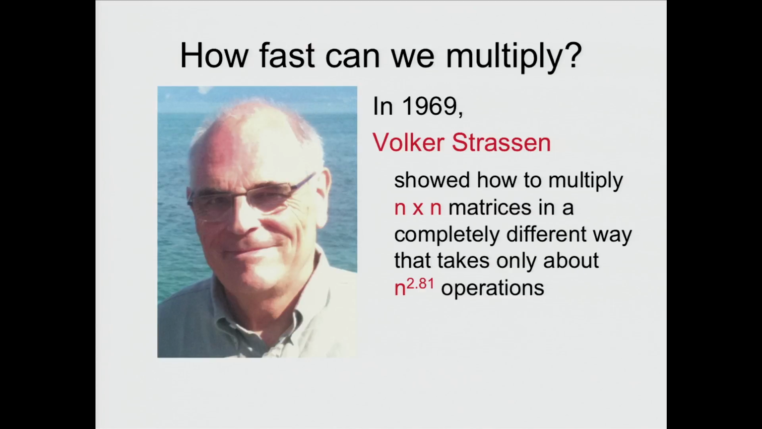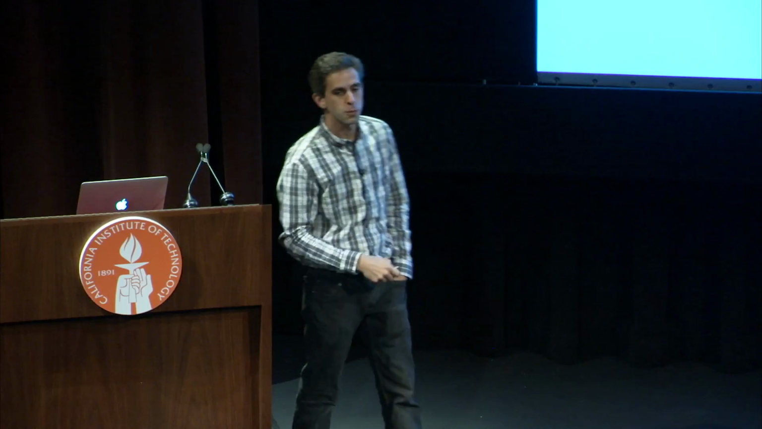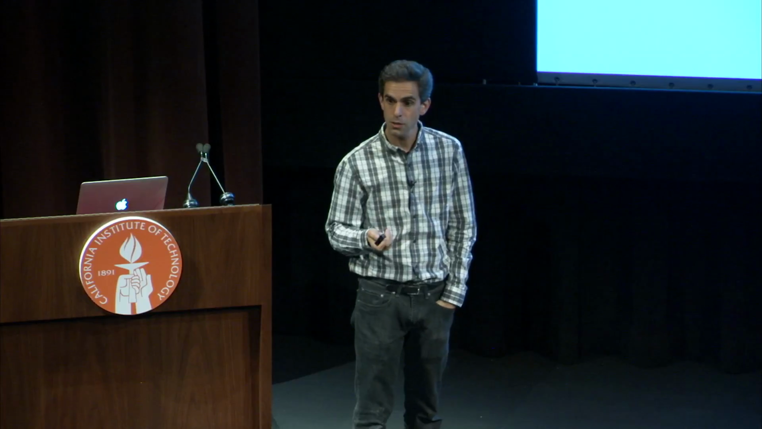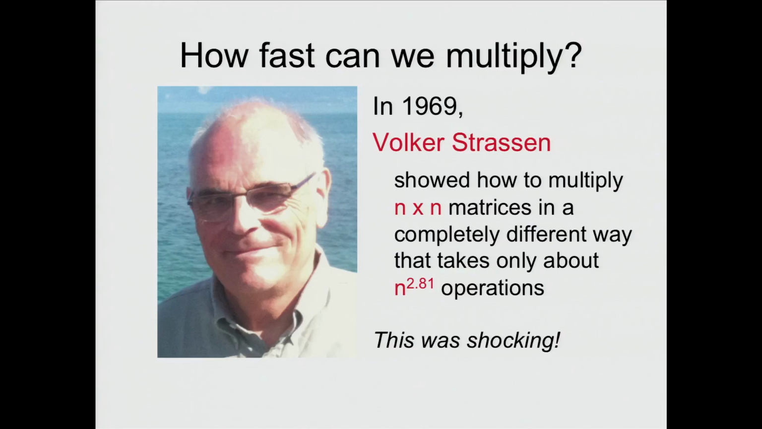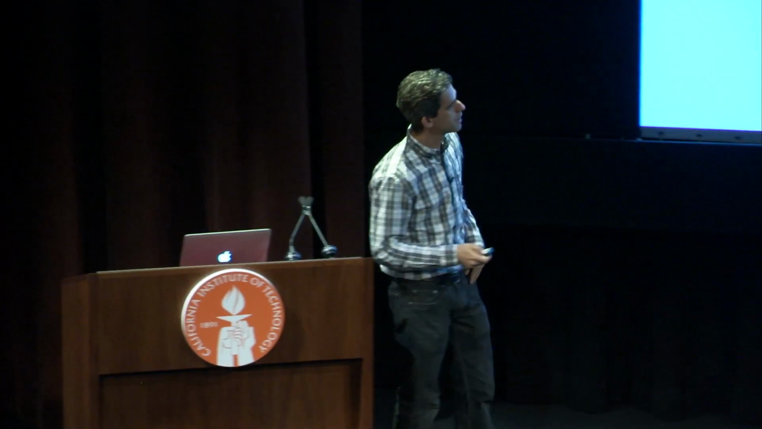Volker Strassen in 1969 showed that you can actually do a lot better. You can do something like n to the 2.81 operations. Never mind where the 2.81 comes from. But it's better than n cubed, significantly better. And at the time, it was really shocking. It still sort of is. And I'm going to show you how you do that. It's going to look a little bit like a magic trick. In fact, even to students in algorithms courses, it often looks a little bit like a magic trick.